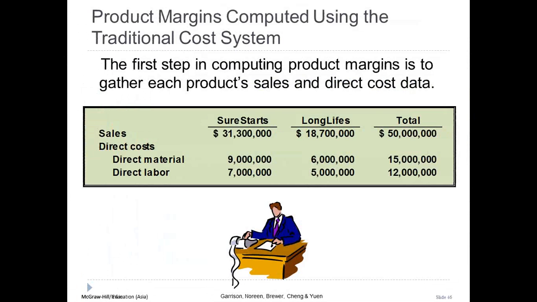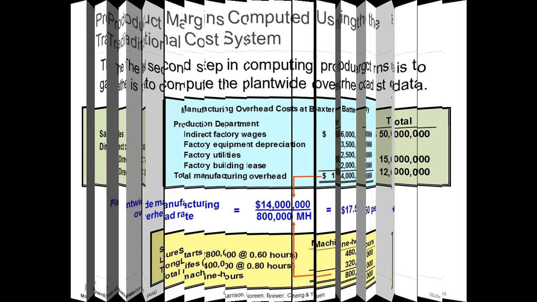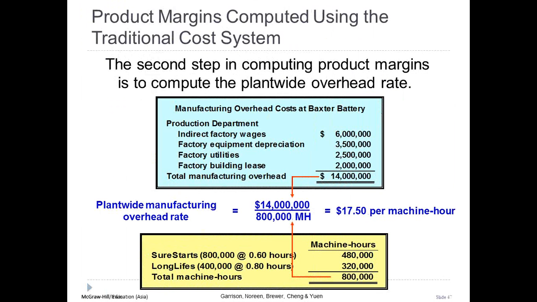The first step here is to gather each product's sales and direct cost data. Then the second step is to compute the plant-wide overhead rate. In this example, the numerator is $14 million of manufacturing overhead, shown here, and the denominator is 800,000 machine hours used for the order size activity from the ABC system. The plant-wide overhead rate is $17.50 per machine hour.